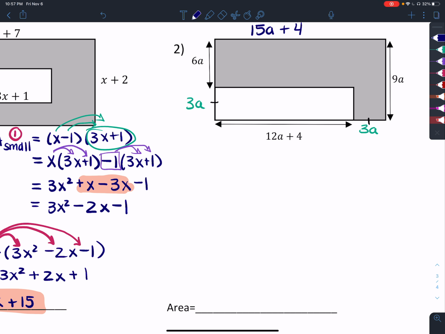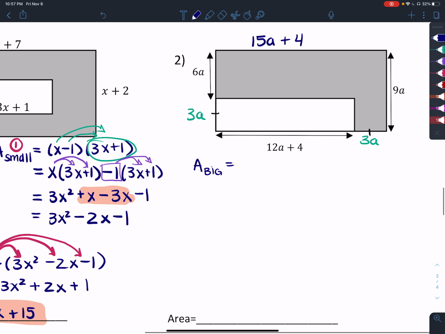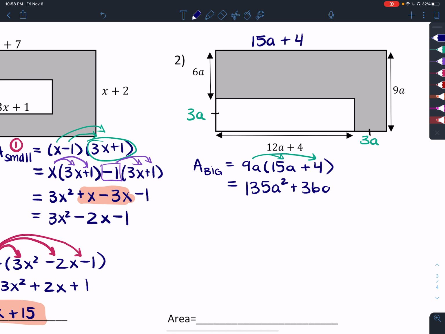Now we have all the information that we need to find our two rectangles. So again, we need the area of our big. So I'll do that first. That's going to be a length times width. So here we have 9a times 15a plus 4. So this is a regular level 1 multiplication. 9a times 15a, that's going to give us 135a squared. And then 9a times 4, that's going to give us 36a.